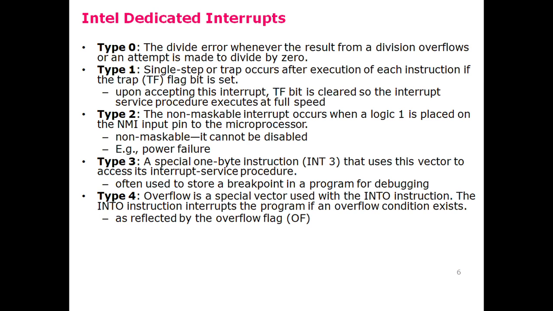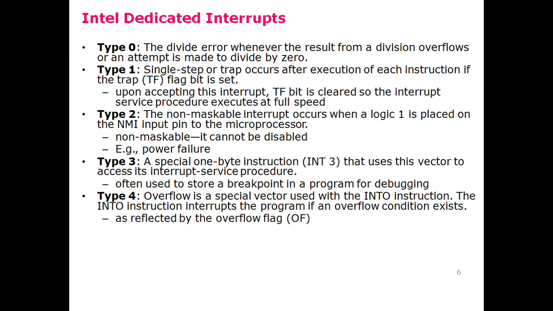Vector number 1, starting from location 004 till 007, is the vector type or interrupt type 1. This type is the single step or trap interrupt that occurs after execution of each instruction. Whenever an instruction is executed, at the end of execution of that instruction, this single step or trap interrupt occurs. But this occurs only if the trap flag is set.